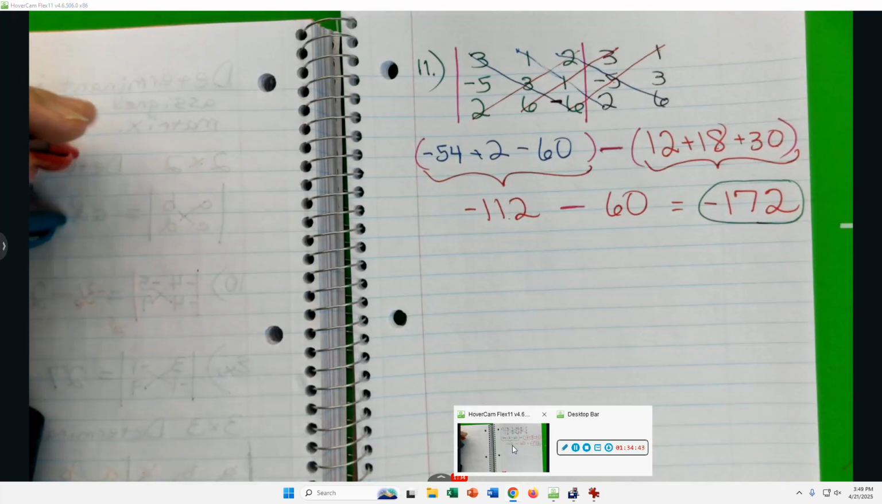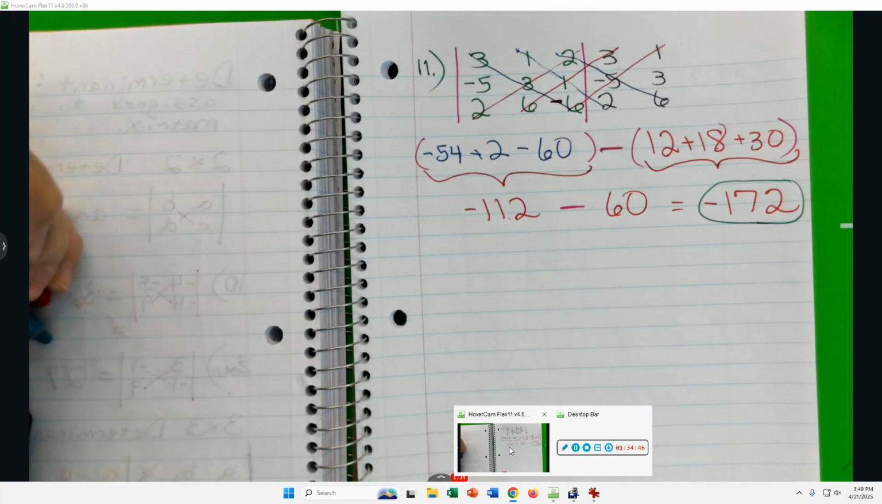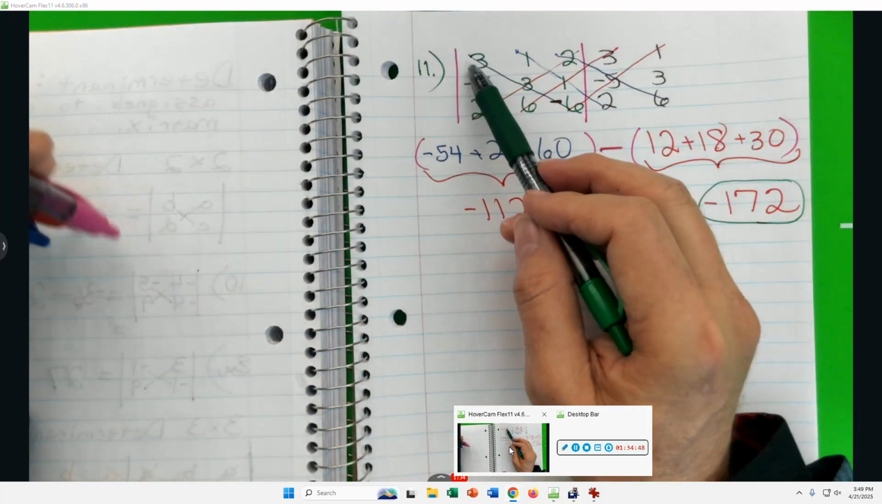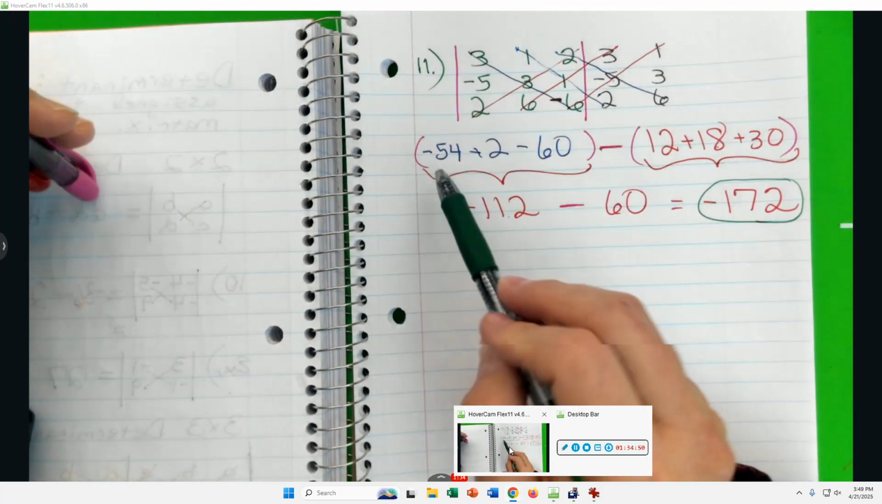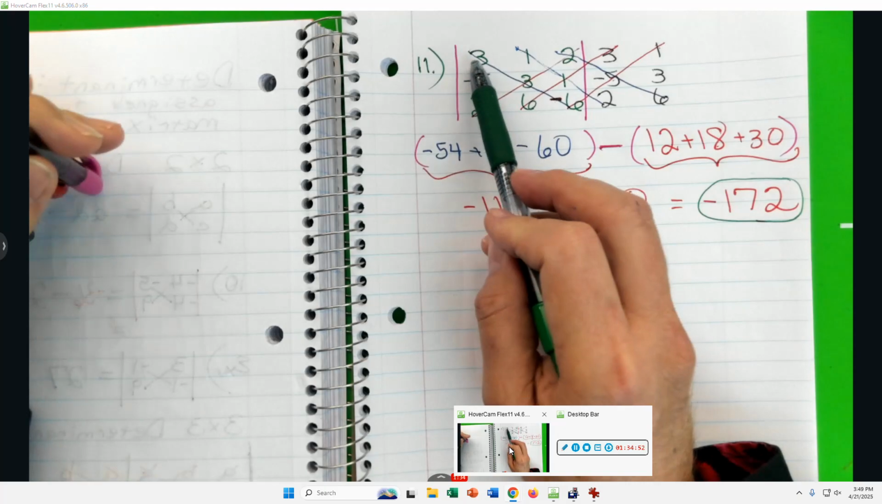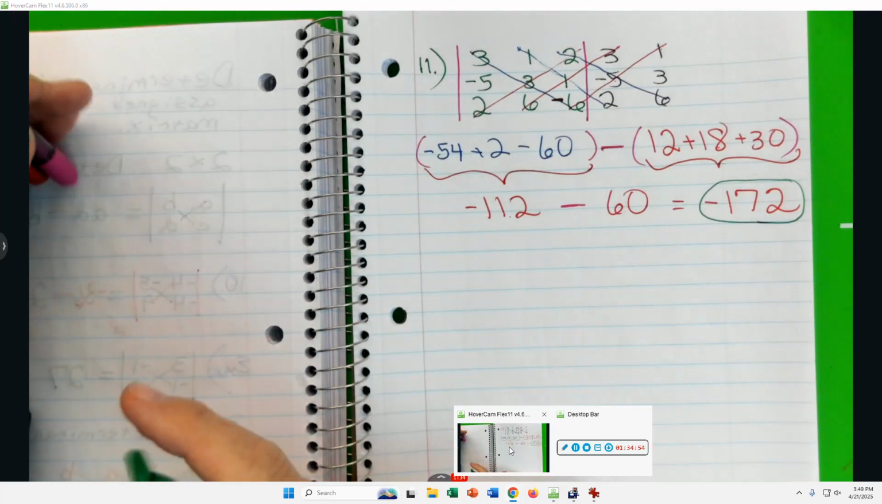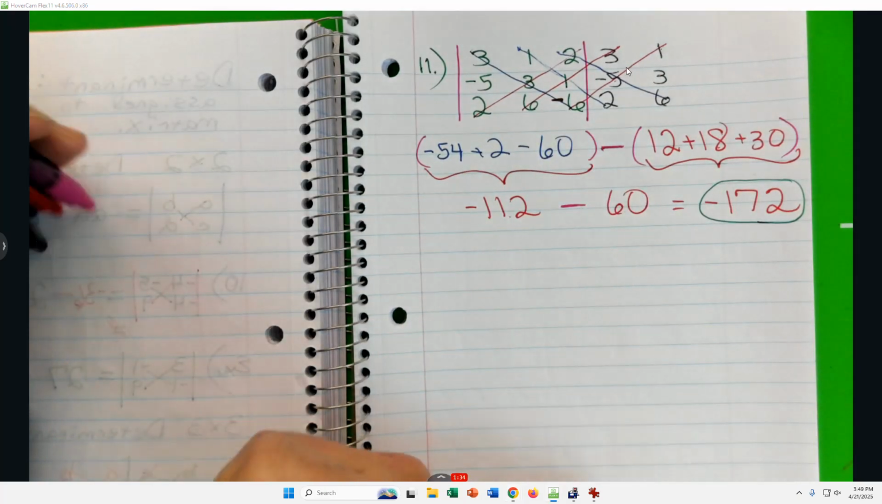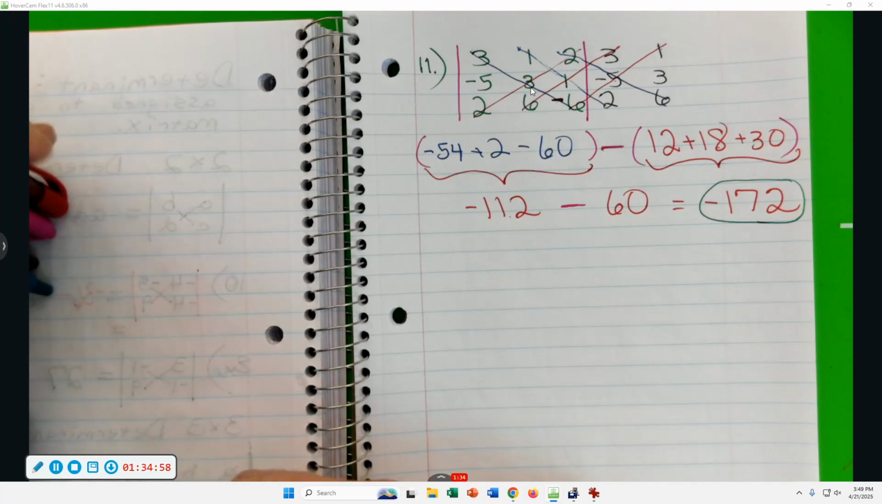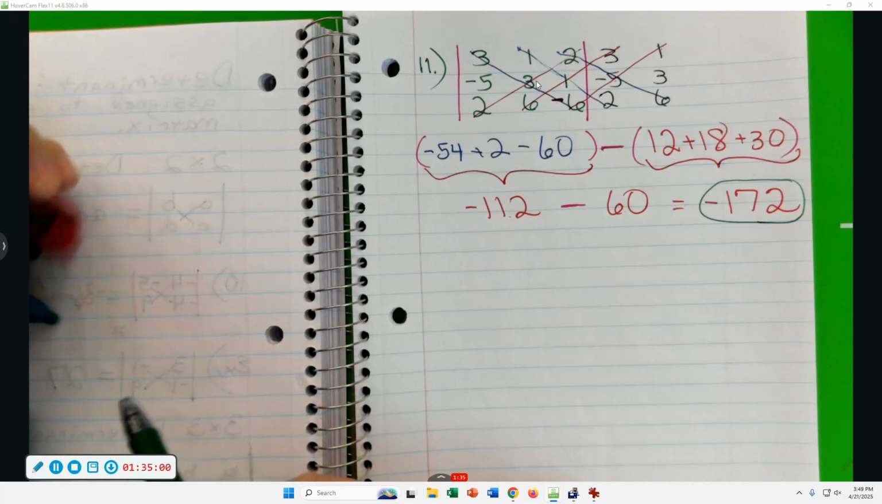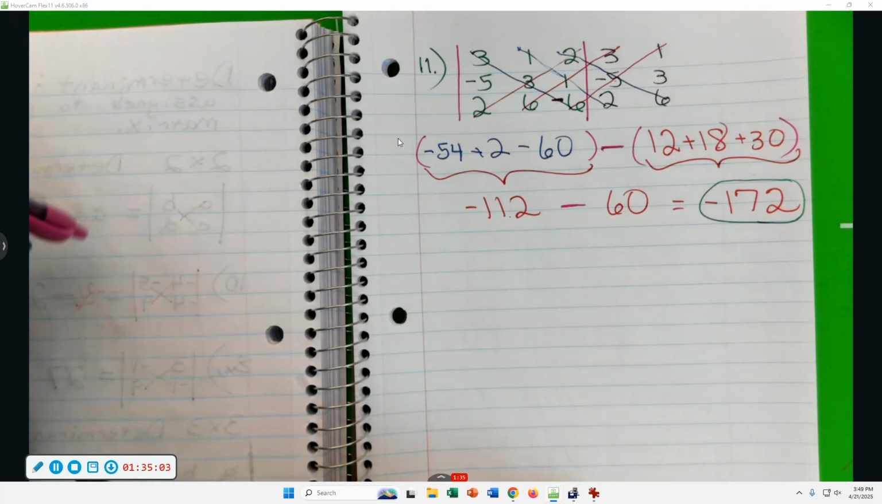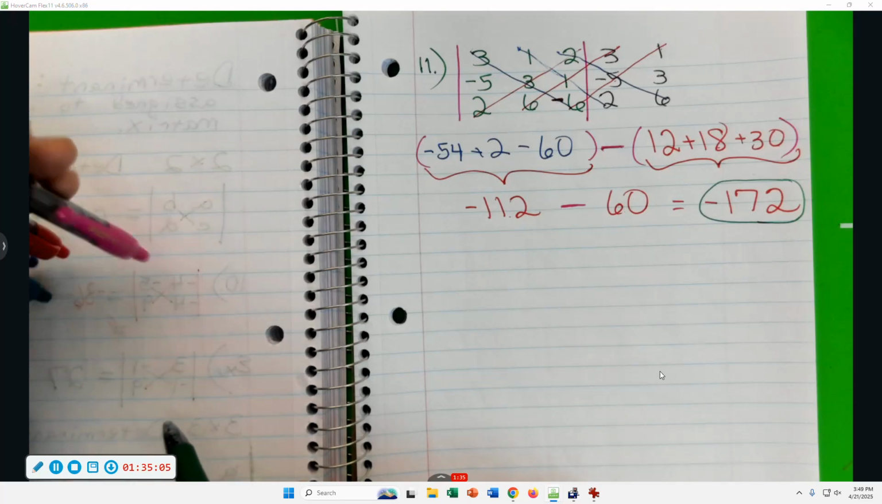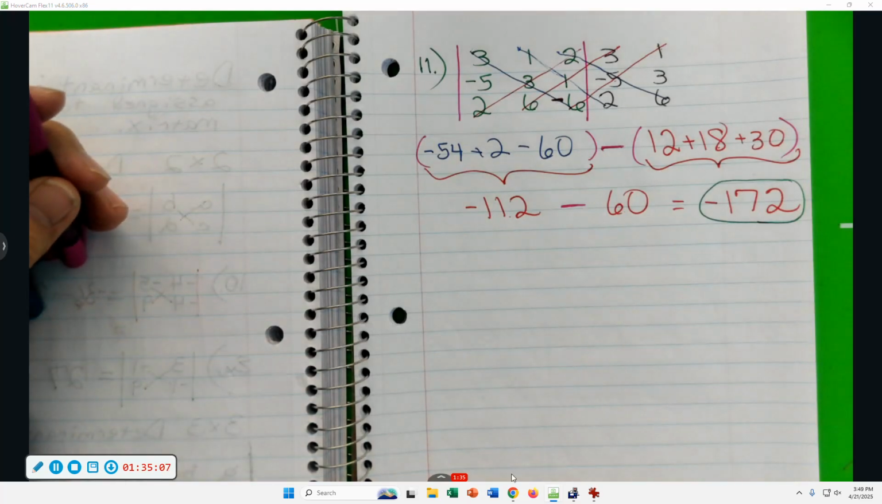Make sure you do the ones going from the first number. You start at the first number. That's the first product you get. If you go the opposite direction, you're going to get it wrong by a sign. If you went the wrong way, you would have a positive 172 rather than a negative 172.